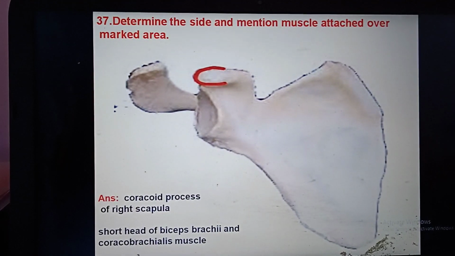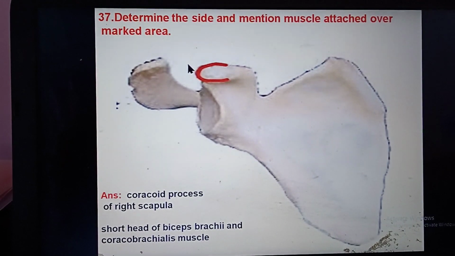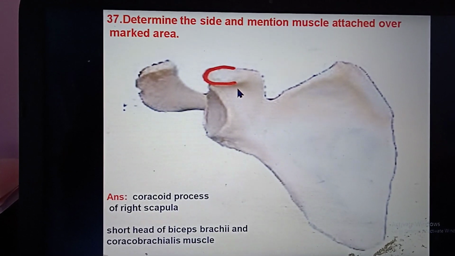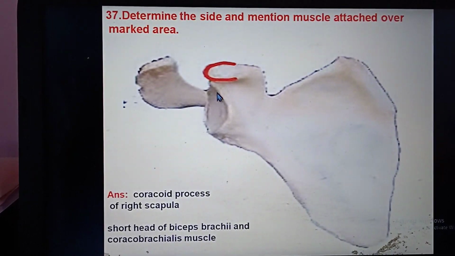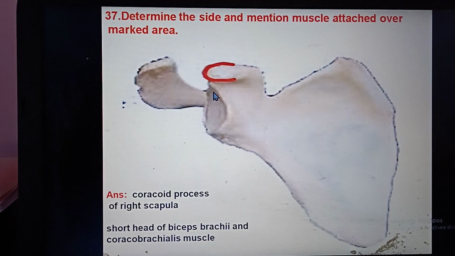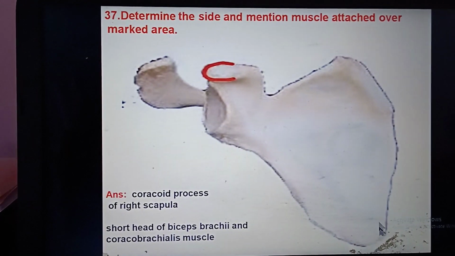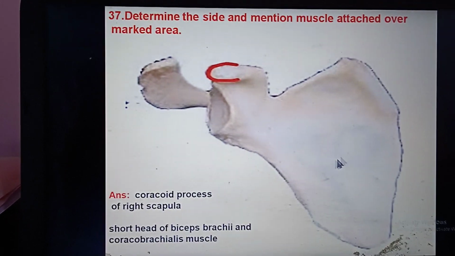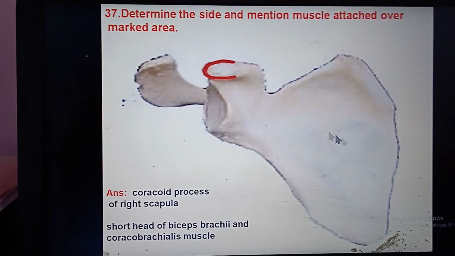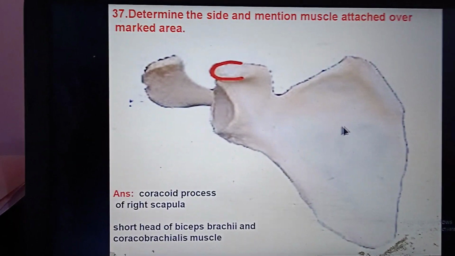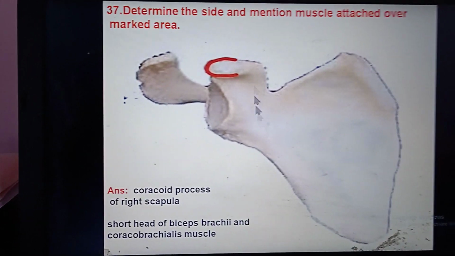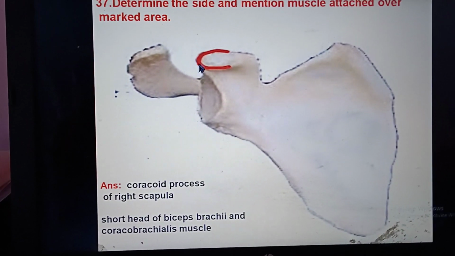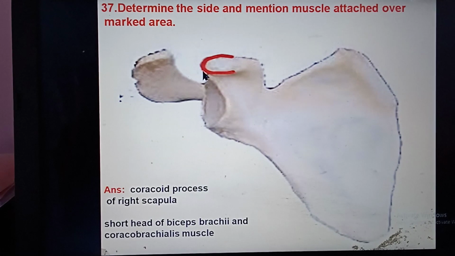Determine the side and mention the muscle attached over the marked area. This is the coracoid process of the right scapula. Why right? Because the glenoid cavity should face laterally, the apex should face inferiorly, and the anterior surface is hollow and doesn't contain a spinous process. So this is of the right side, and this is the coracoid process, which gives attachment to the common tendon of the short head of biceps brachii and coracobrachialis muscle.